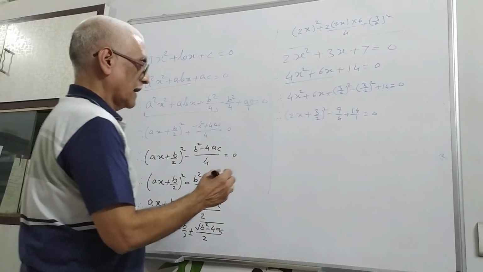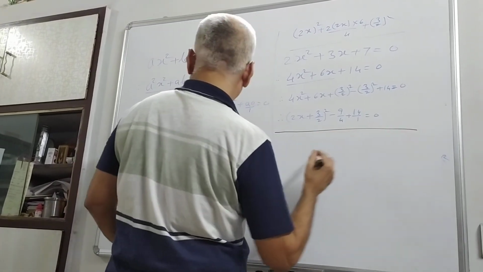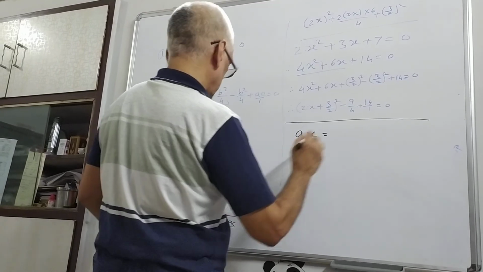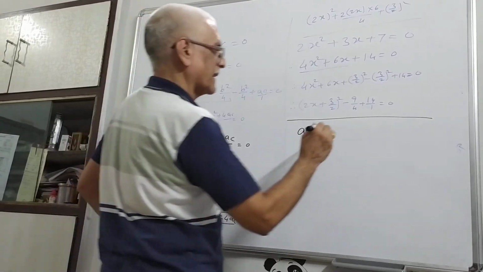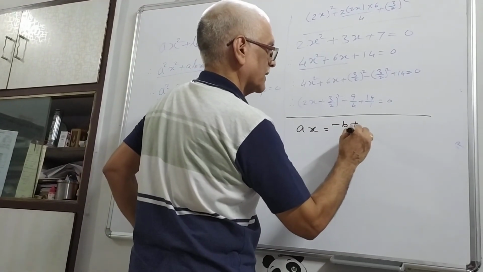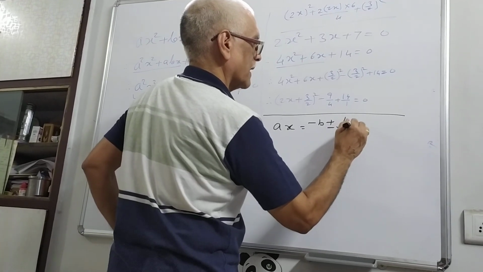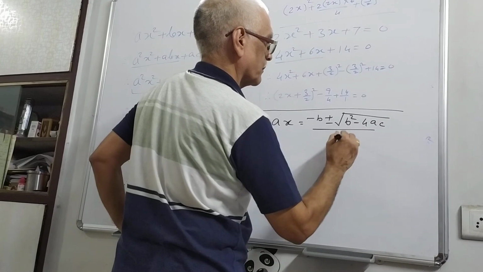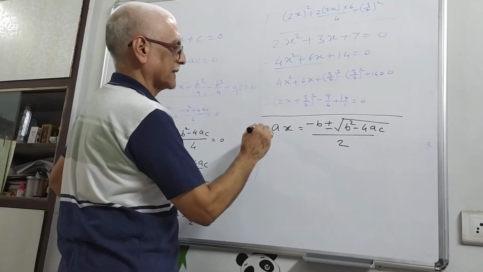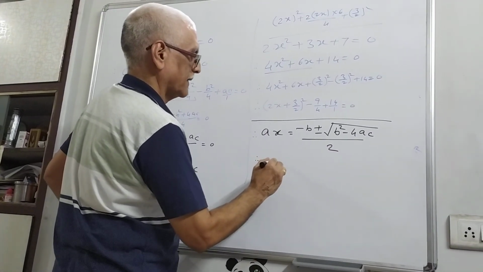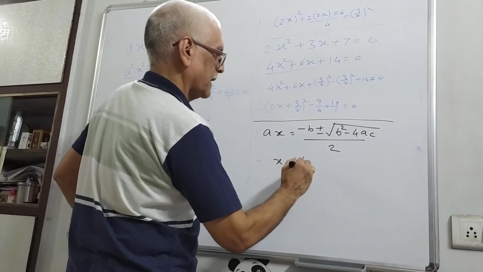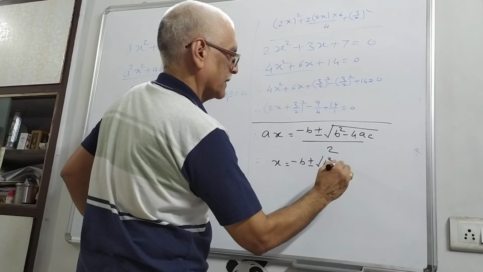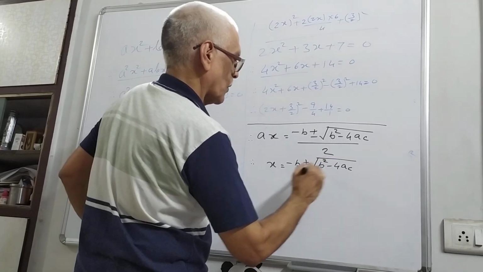Therefore, what we have got here is ax is equal to, with 2 as the common LCM, minus b plus or minus under root b square minus 4ac upon 2. We want the value of x, and therefore x is equal to minus b plus or minus under root b square minus 4ac upon 2a.